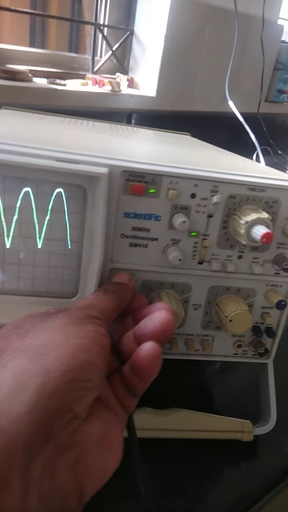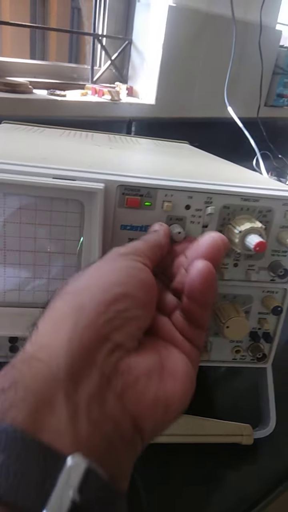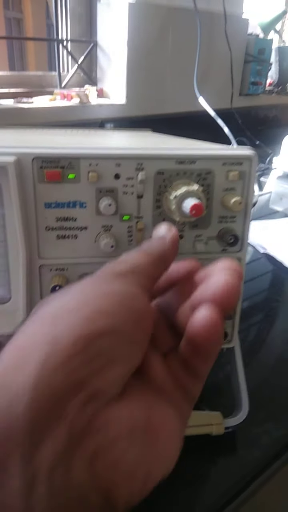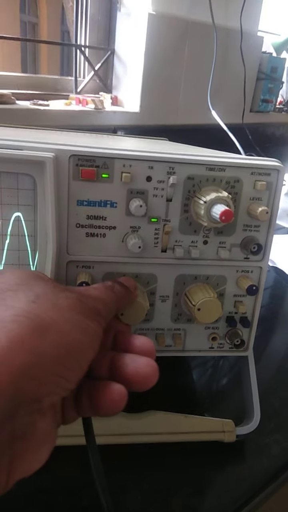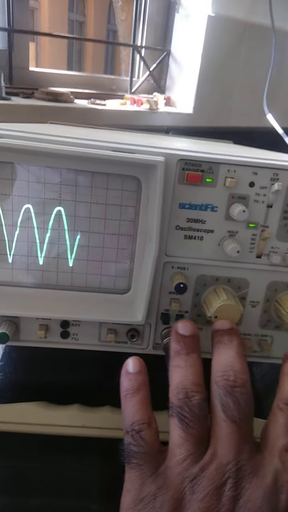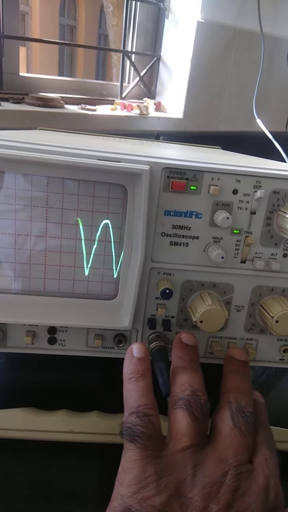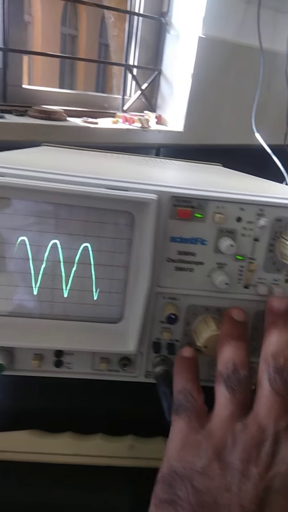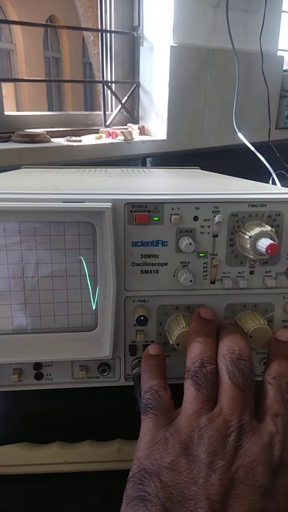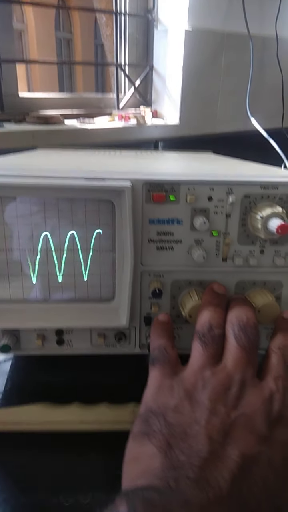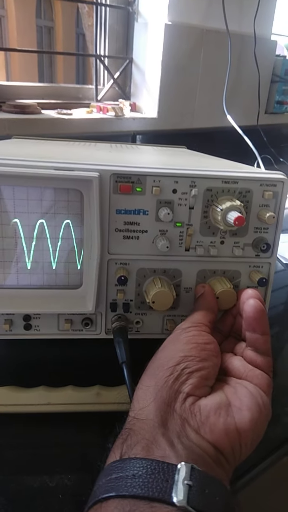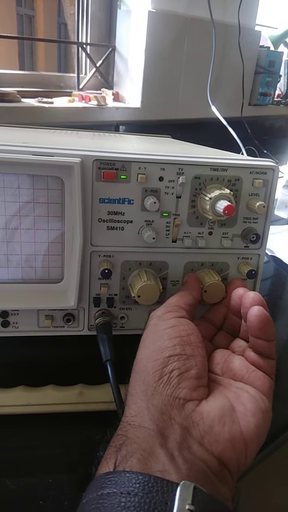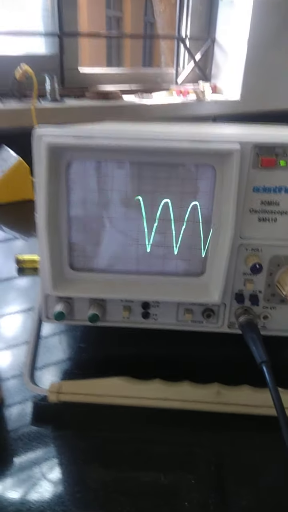The details about the CRO can be explained when you come to TY. This is the vertical movement, and this is the horizontal movement. These are the knobs, this is the timer, and this is the amplitude. There are two channels, channel 1 and channel 2, and you can use both if required. The time for channel 1 and channel 2 is the same. This is the voltage multiplier, and this is the time multiplier. You can see this is a pulsating DC.